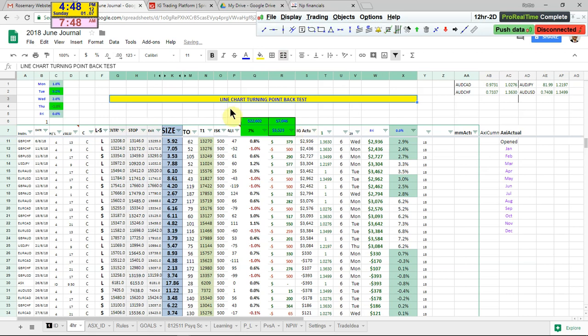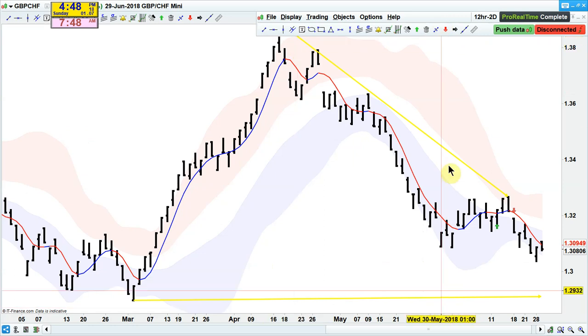If you devote one Saturday or Sunday to this line chart turning point backtest, that will actually give you the confidence. And if you do not do that, you will never be confident on line chart.